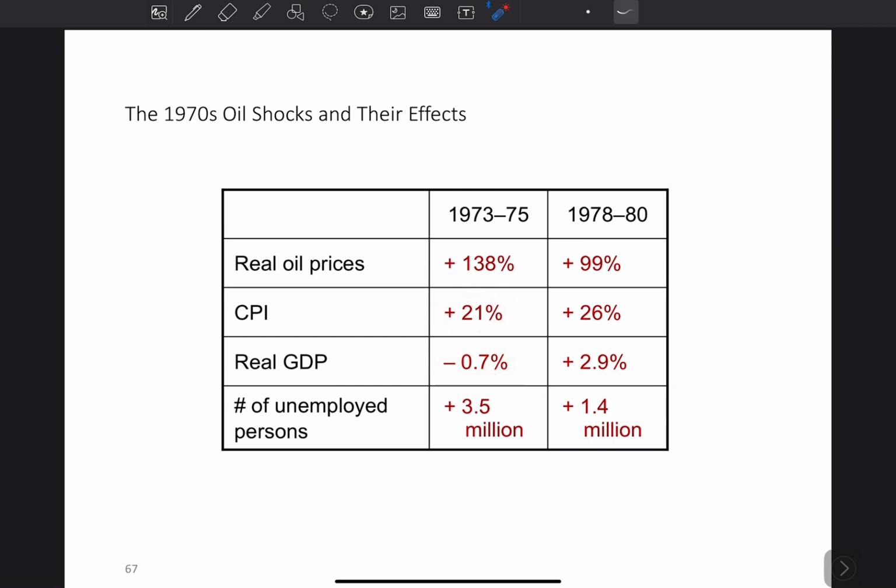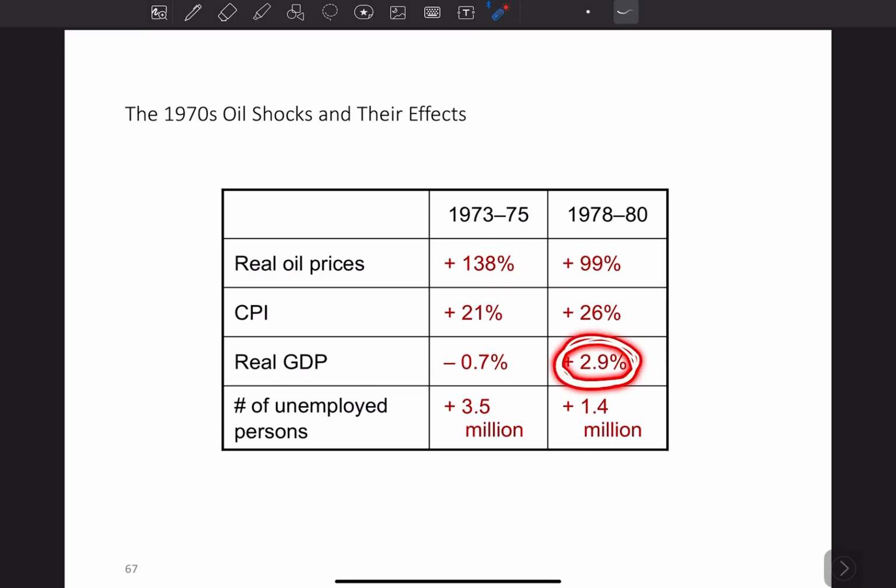You see, this is consistent with the results from the model. The real GDP decreased by 0.7%, and it resulted in an increase in the unemployment rate to 3.5 million people. So the economy was working and self-correcting during that time period until the second huge oil shock in 1978 occurred, and real oil prices rose again. It was less than the previous one, but still it affected the economy, and consumer prices increased by 26%. So here you see that the real GDP is positive, but remember that this is not the annual amount. This is for the whole time period.